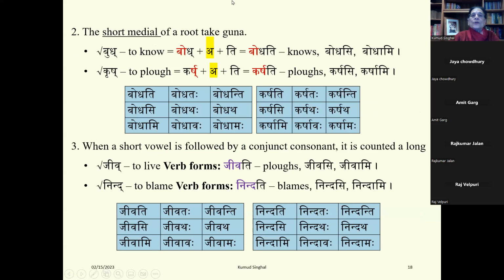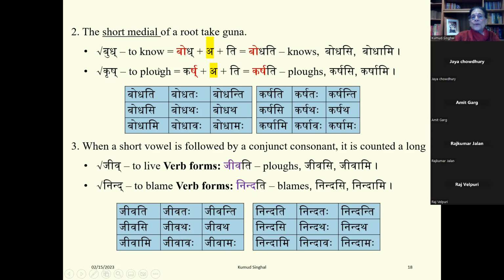The second rule is that the short medial vowel of a root takes guna. So budh. The u was your medial vowel between the two consonants b and dh. So this u will take guna and it becomes o. So bodhati. You will have bodhati, bodhatah, bodhanti, and so on. The important thing to note here is only the short. If it was a long vowel, as we will see later, then it doesn't take guna.